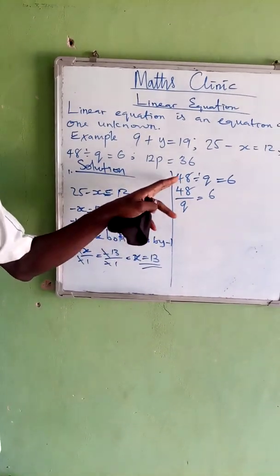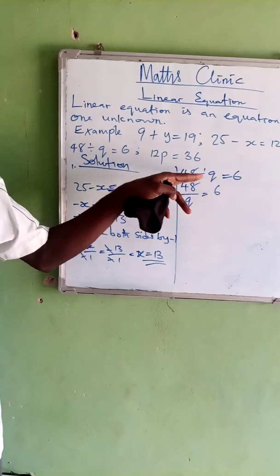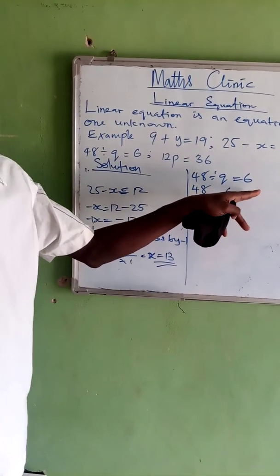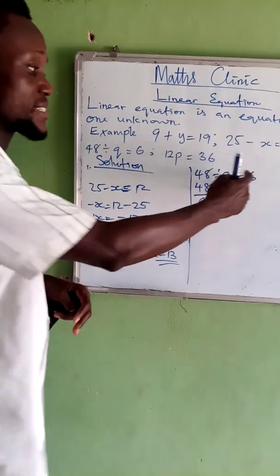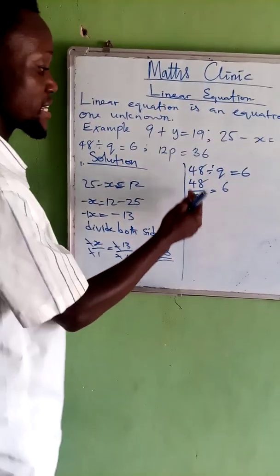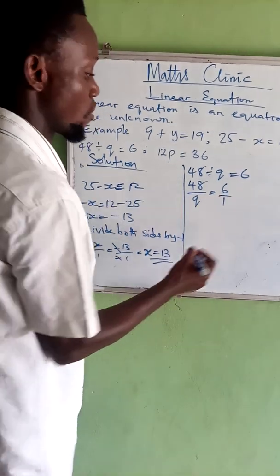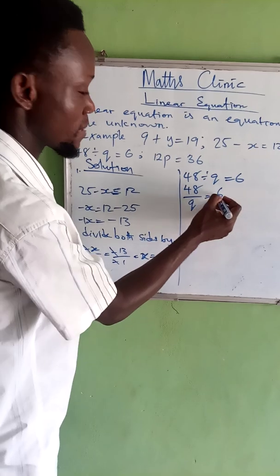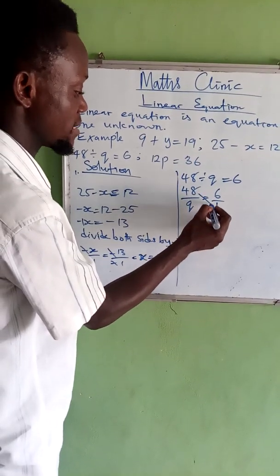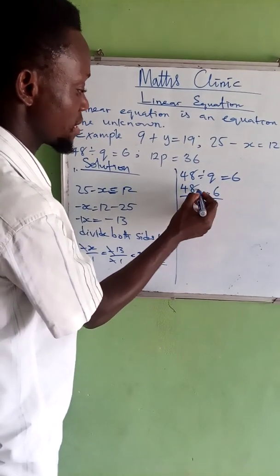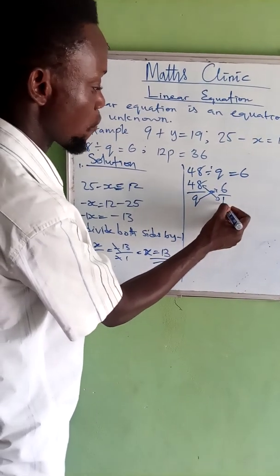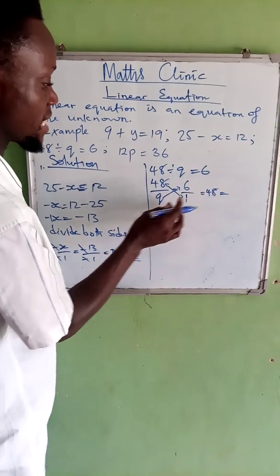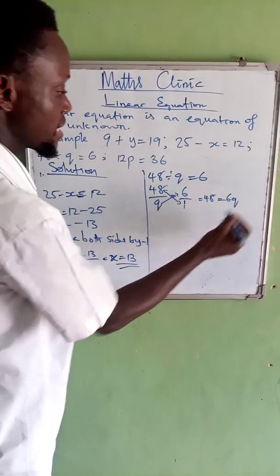Now, because the right hand side has been turned to a fraction, we introduce a fraction to the right hand side, and that will give you 48 over q equals 6 all over 1. Now what do we have here? Cross multiply: 48 multiplying 1, q multiplying 6. So 48 by 1 will give you 48, equals to this other side, 6 multiplying q will give you 6q.